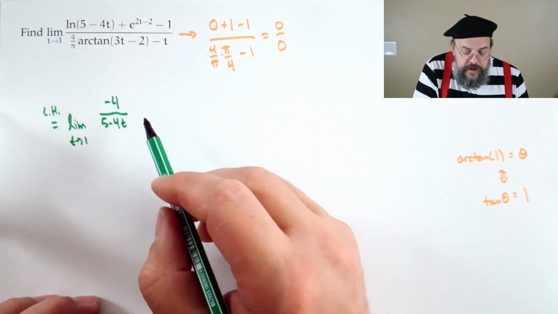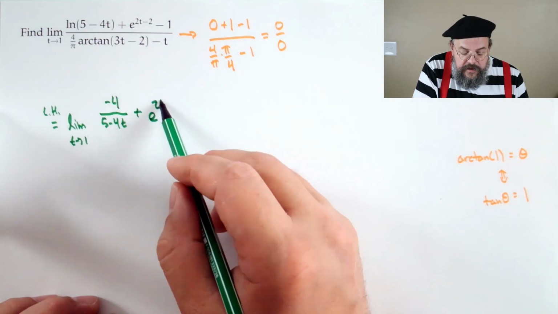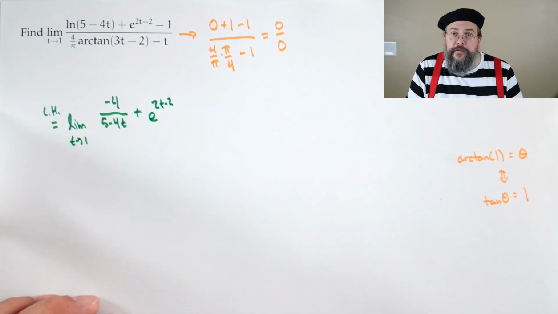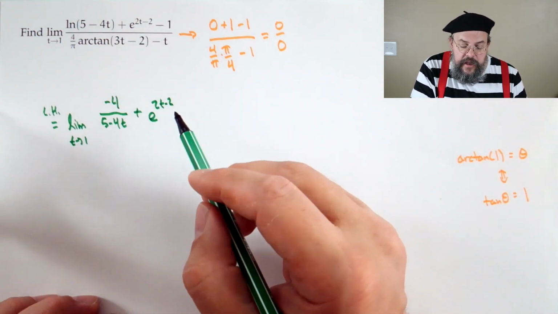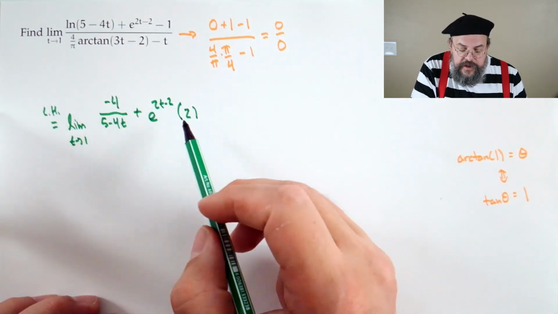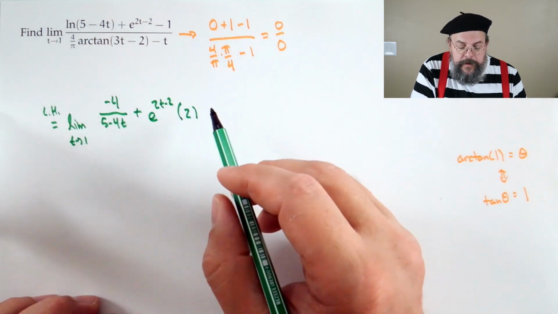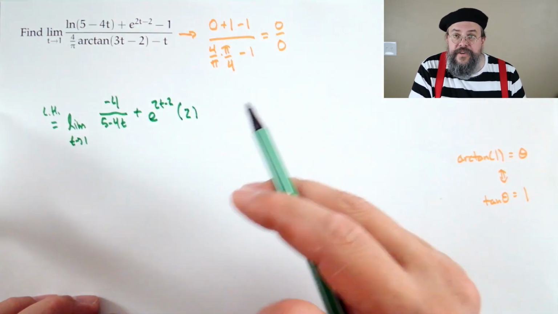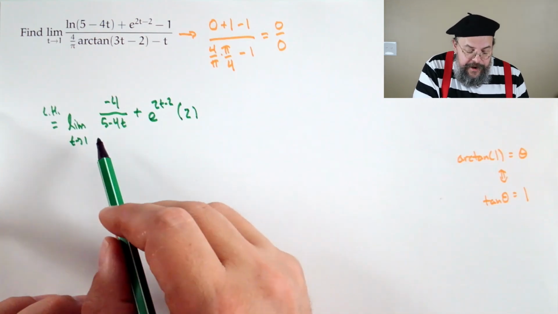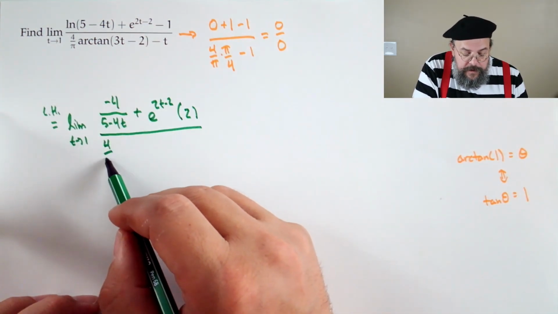Then the derivative of e to the 2t minus 2 is e to the 2t minus 2, because the derivative of e to anything is e to that anything times the derivative of that anything. So we're doing the chain rule. That's where the negative 4 came from. It's also where the 2 came from. Derivative of minus 1 is 0. Gone.